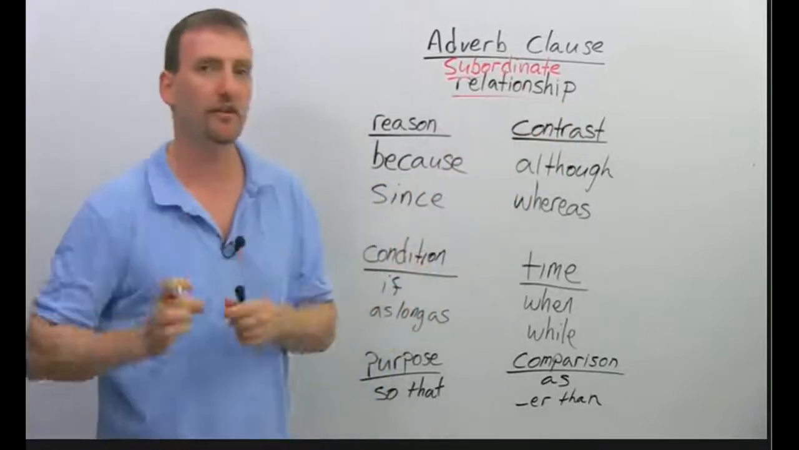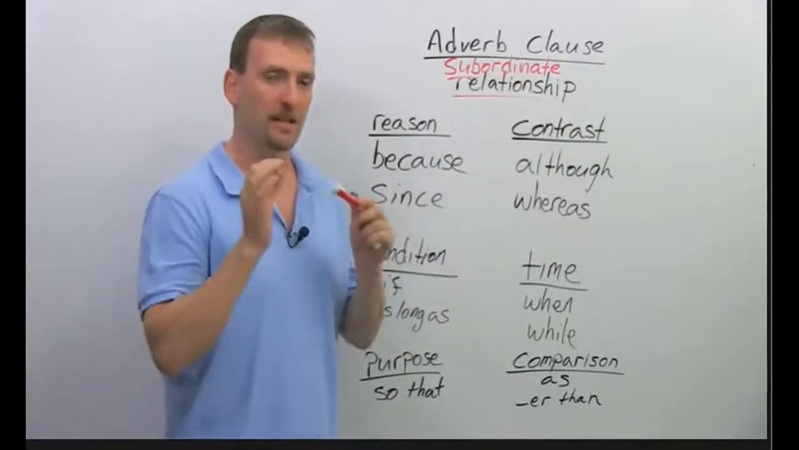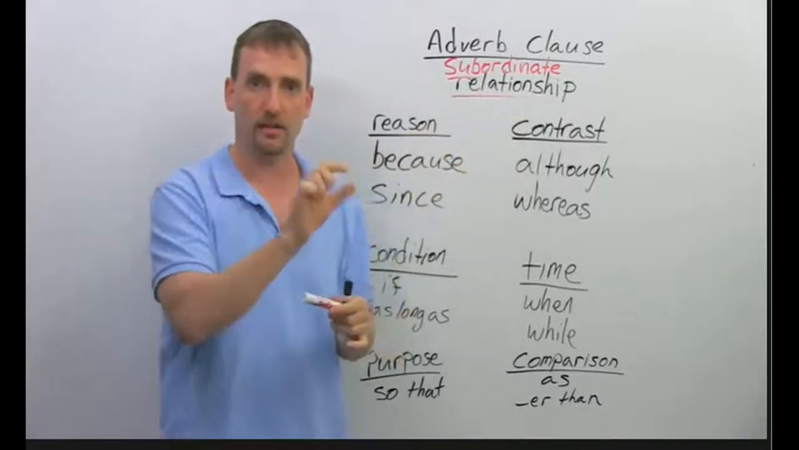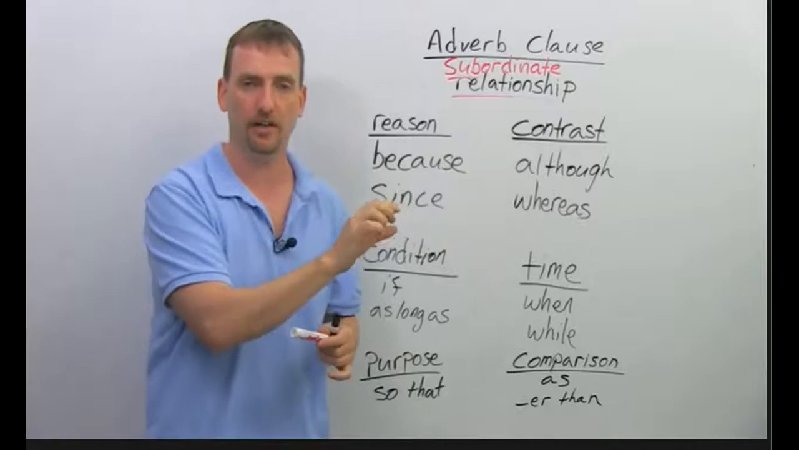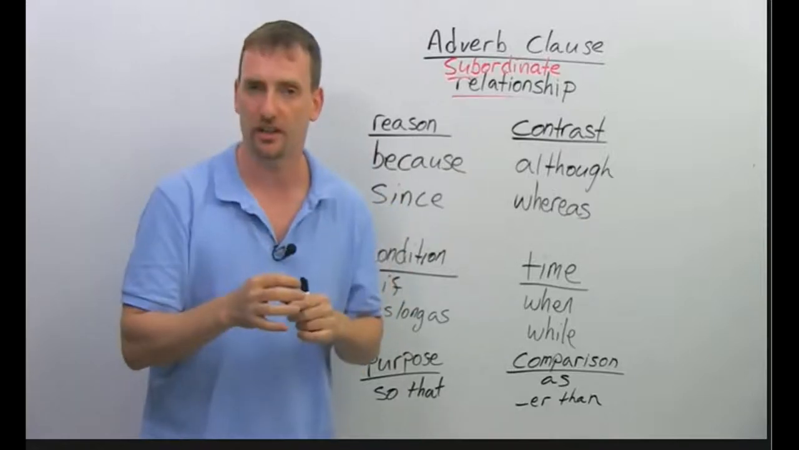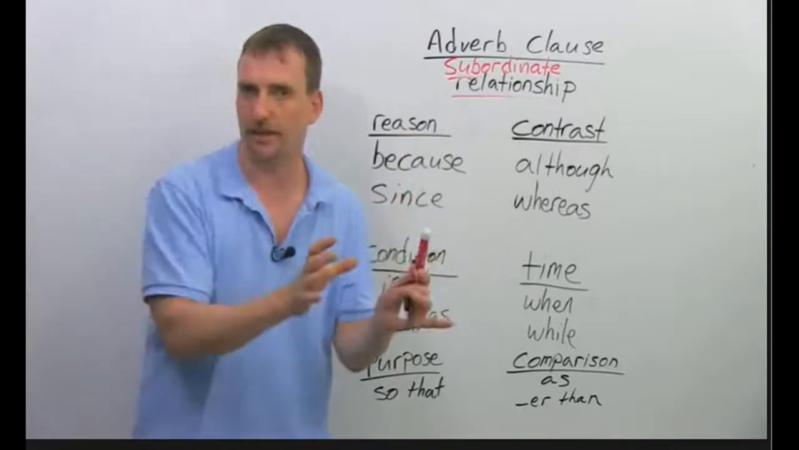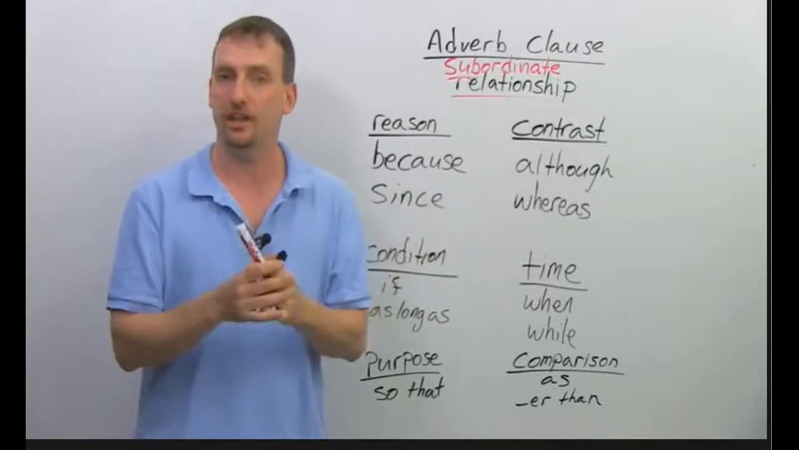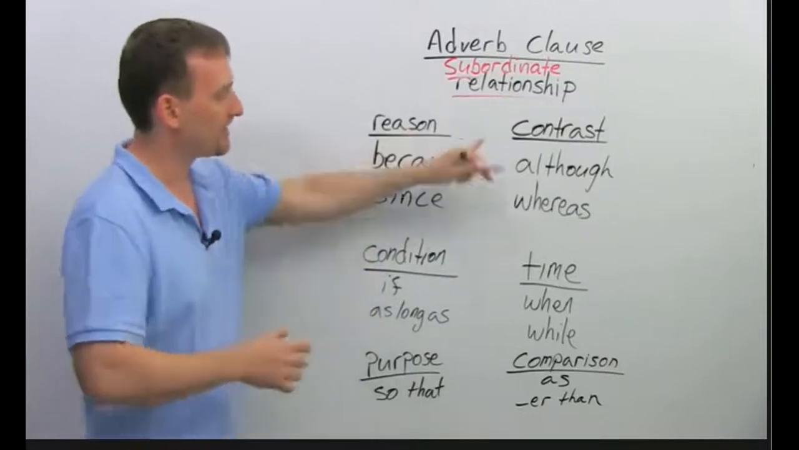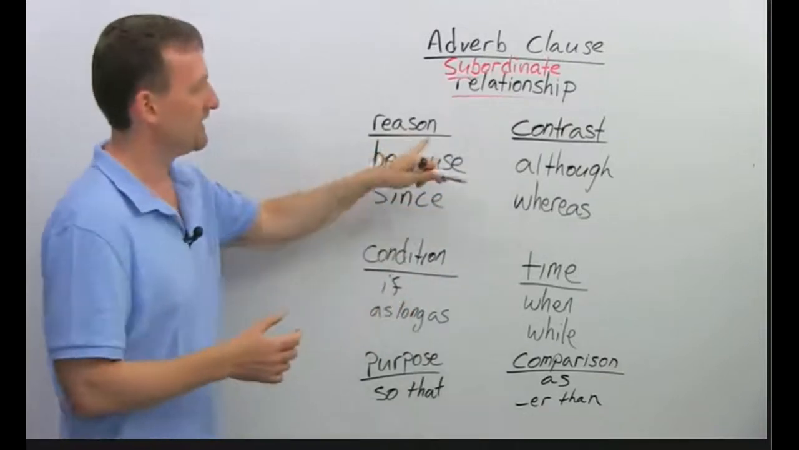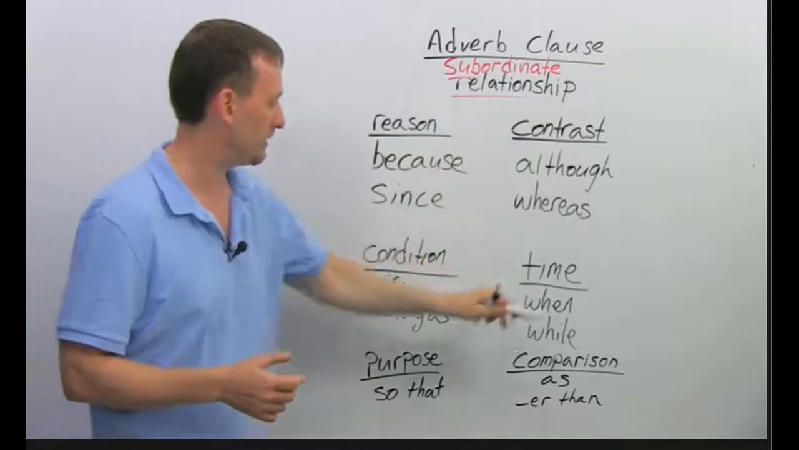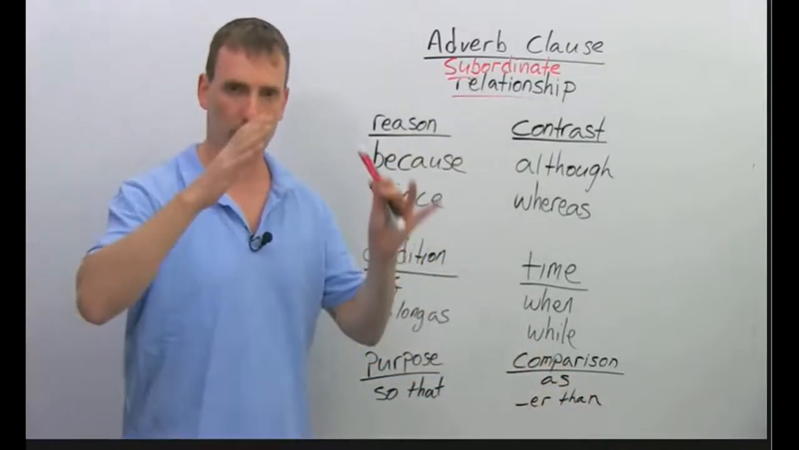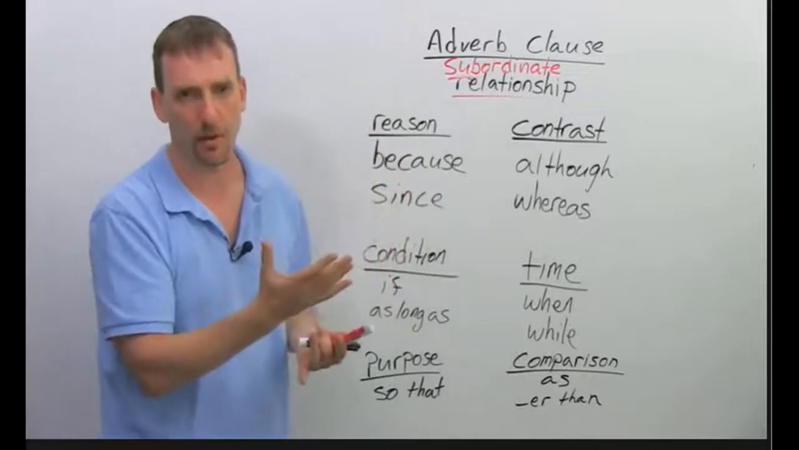And that's very, very important to remember, because the subordinate conjunctions, the words that join the clause to the independent clause, have a very specific function. The two clauses, the independent clause and the subordinate clause, have a very distinct relationship. Okay? So here are some of those relationships: reason, contrast, condition, time, purpose, and comparison. There are others, but we're going to focus on these because these are the more common ones.